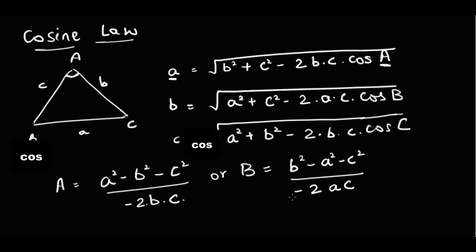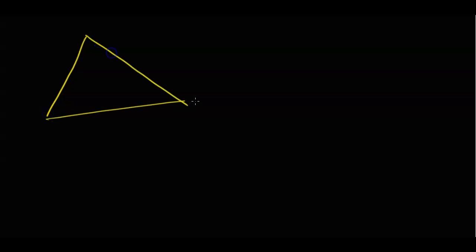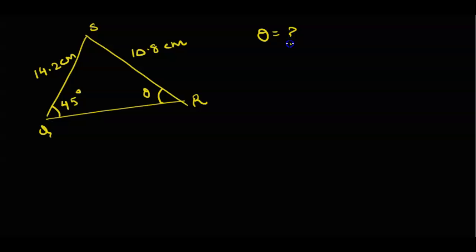Now let's take a few examples to understand how to use these. Let's say we are given a triangle, triangle QRS. We're given one of the angles, angle Q, as 45 degrees. Angle R is given to us as theta, so that is the unknown angle. The side opposite to angle R, also called lowercase side r, is given to us as 14.2 centimeters, and the side opposite to angle 45 degrees, also called lowercase side q, is 10.8 centimeters. We are asked to determine angle theta.